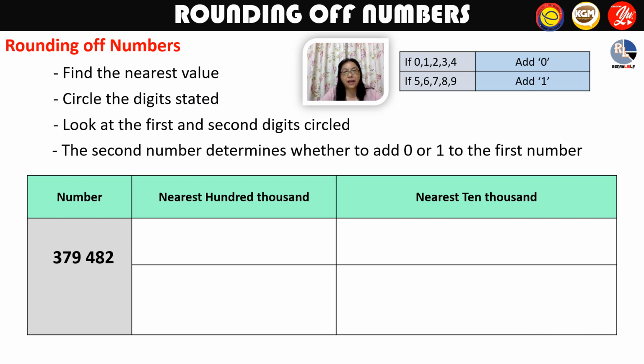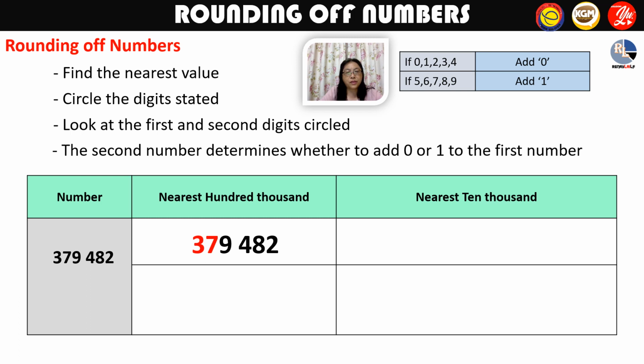All right, boys and girls, let's do more exercises on rounding of numbers. All right, let's look at the regulations first. Rounding off numbers, we are going to find the nearest value. Firstly, we will circle the digits stated. Look at the first and second digit circled. The second number determines whether to add 0 or 1 to the first number. Now, we are going to do rounding off to the nearest 100,000. So always remember, before you do the work, don't just do the answer on the right. We're going to write the answers on top first, then we will do the answers at the bottom.